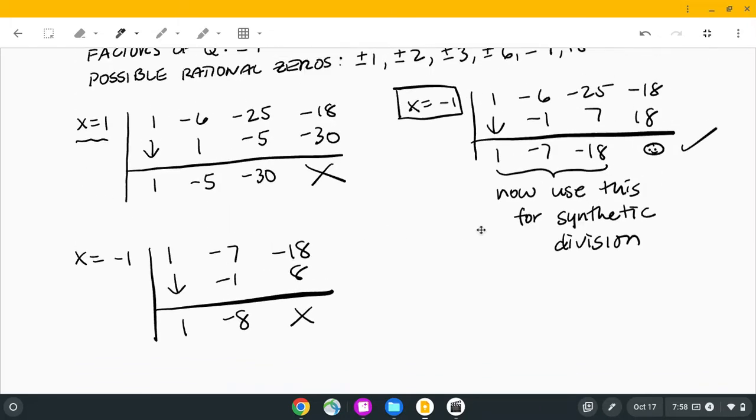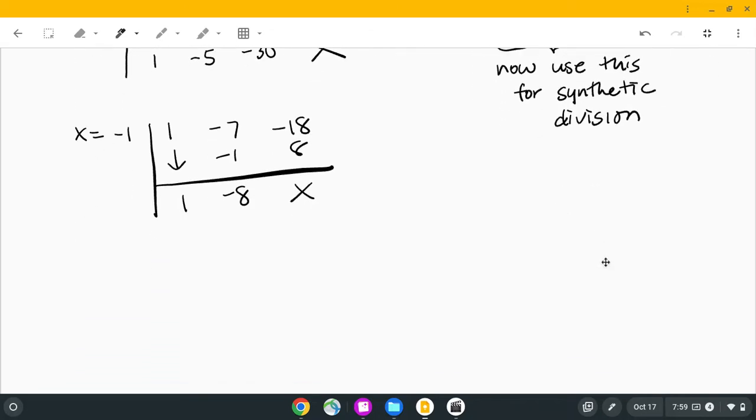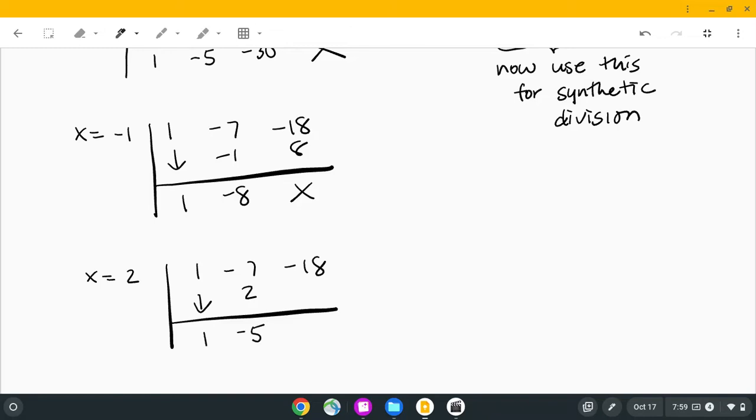So let's try what's on our list. I'll go with 2 and then -2. So x equals 2. 1, -7, -18. Bring down the 1. 1 times 2 is 2. -7 plus 2 is -5. -5 times 2 is -10, and we don't get 0.